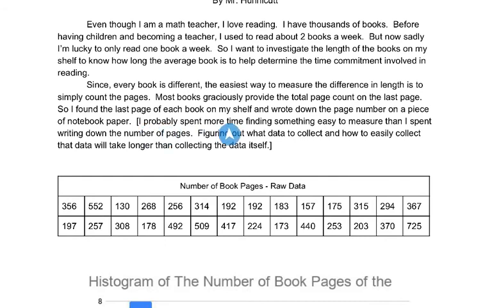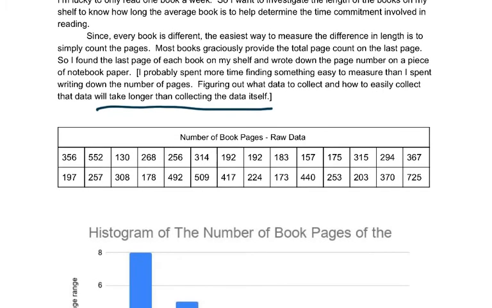So I notice I am describing the variable, and then I'm talking about how I collected the data. This little bit of the bracket here is me kind of telling you more. I probably spent more time finding something easy to measure than I spent writing down the number of pages. Figuring out what data to collect and how to easily collect it will take longer than collecting the data itself. I think that's one of the more counterintuitive things about collecting data. Not always, but sometimes. So just watch out for that.